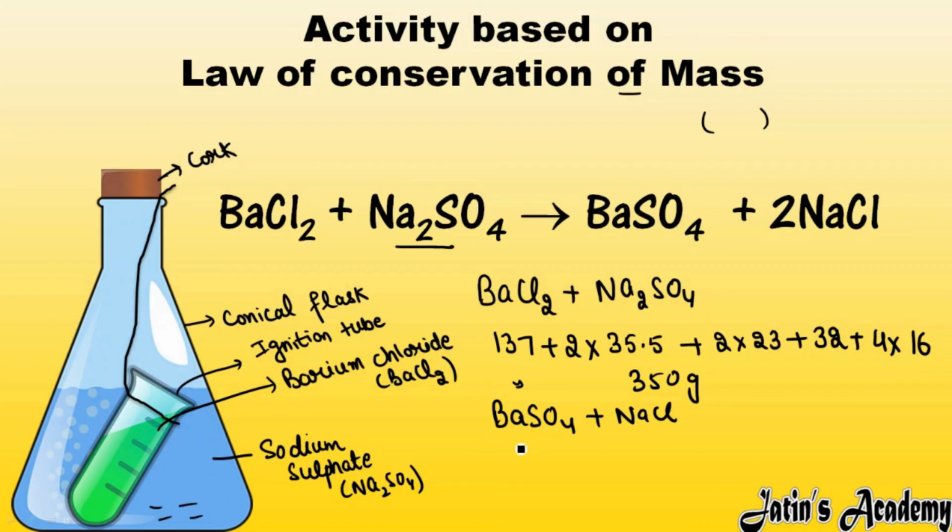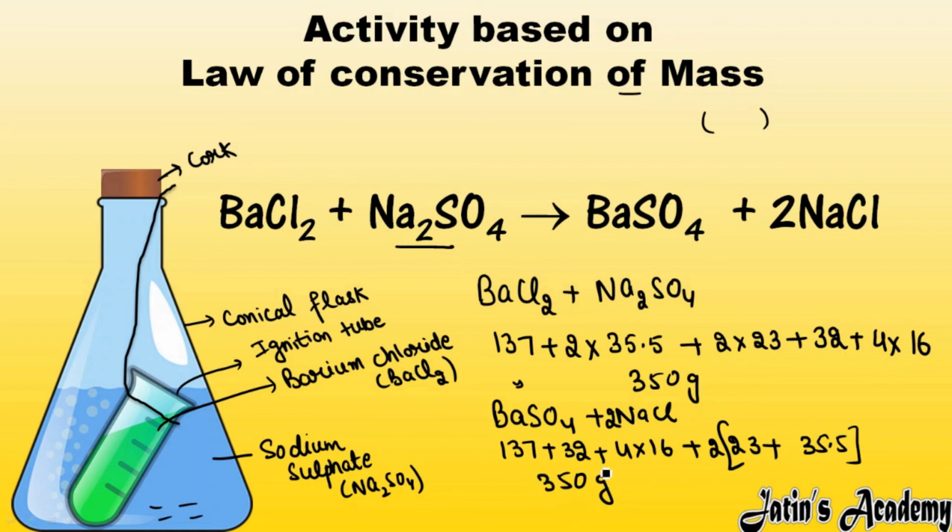See carefully, here we have barium. Barium mass is 137. Then we have sulfur, whose mass is 32. Then we have O4, meaning 4 multiply 16, plus Na mass is 23. Because after balancing we get 2 here, you have to write 2, then start the bracket. Sodium mass is 23 plus chlorine mass is 35.5. After solving this full equation, you will get 350 grams.